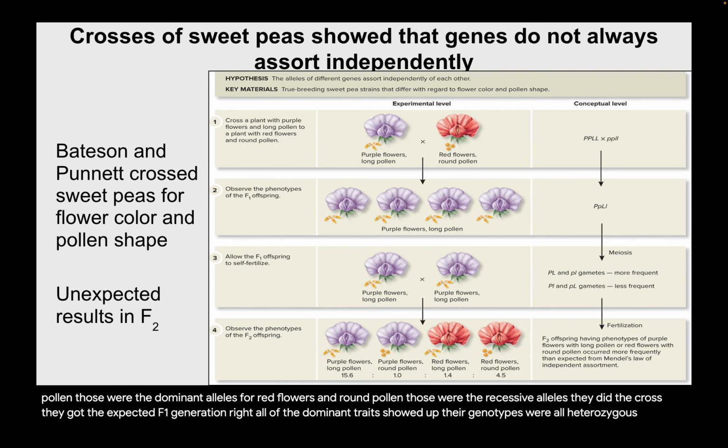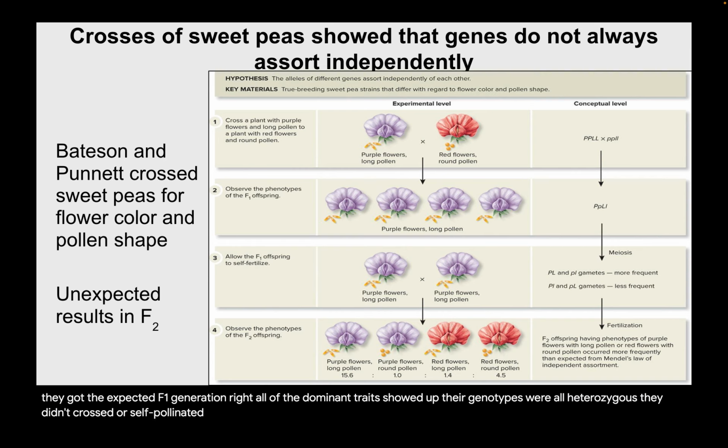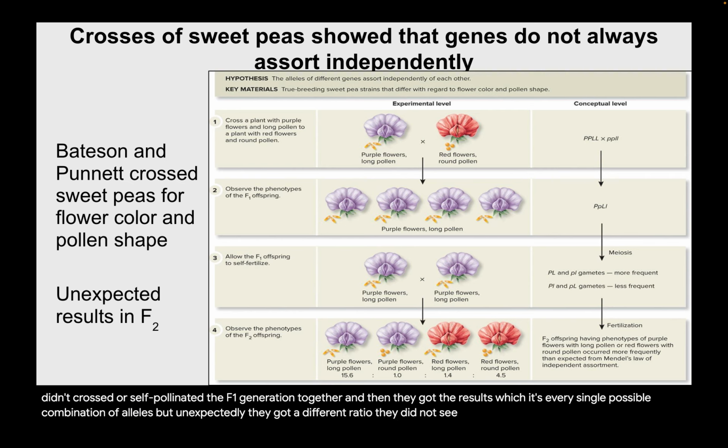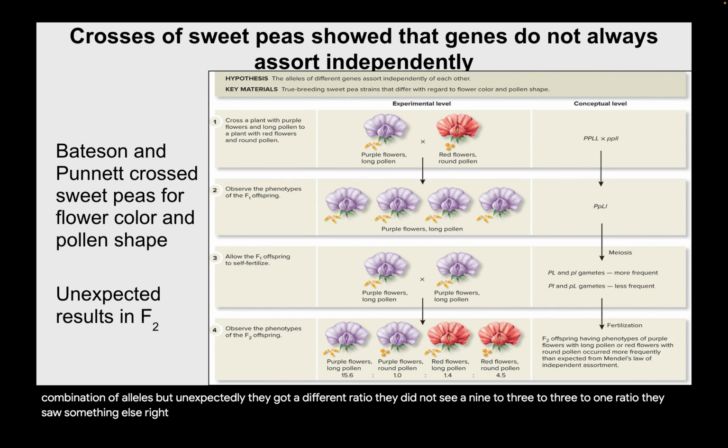They then crossed or self-pollinated the F1 generation together. And then they got the result, which is every single possible combination of alleles, but unexpectedly they got a different ratio. They did not see a 9:3:3:1 ratio. They saw something else, right? They saw a roughly 15:1:1:4 ratio, right? That's different. That's not the expected ratio, right?